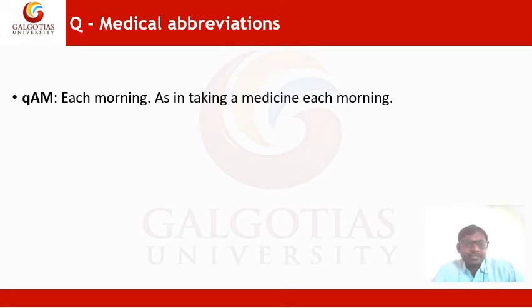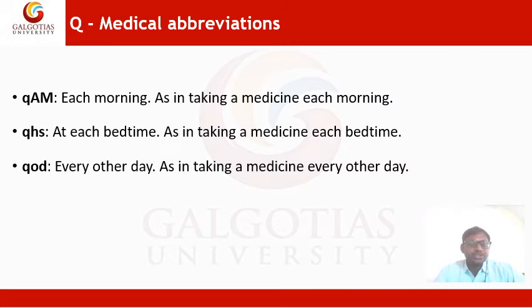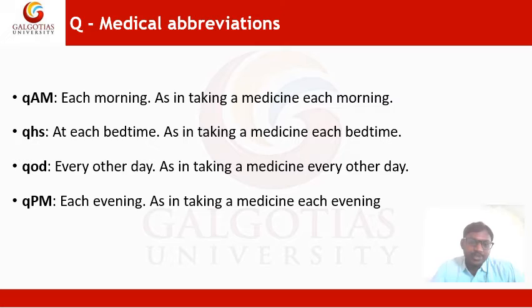Continuing from the last slide, Q medical abbreviations. QAM, each morning, as in taking a medicine each morning. QHS, each bedtime, which means when you are going to sleep at night you have to take the medicine. QOD, every other day, as in taking a medicine every other day. And QPM, each evening, as in taking a medicine each evening.